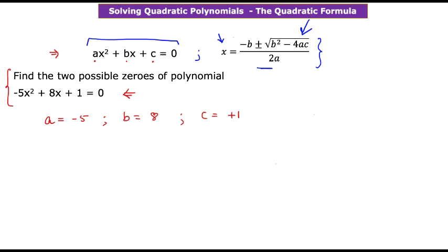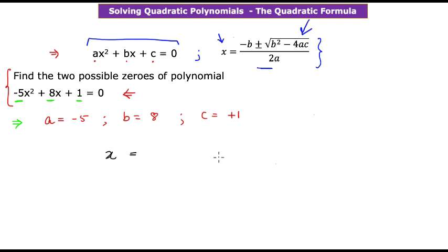We need to be very careful about the sign values that are in front of these coefficients. And that is one crucial point, that sometimes we ignore these signs in front of these coefficients. Okay, but we identified all of them. Now let's go solve and find the two possible zeros.